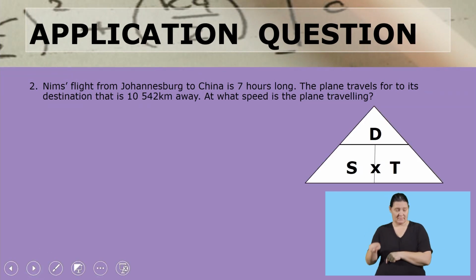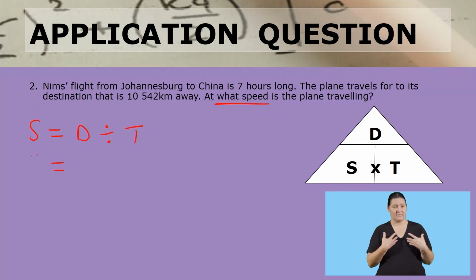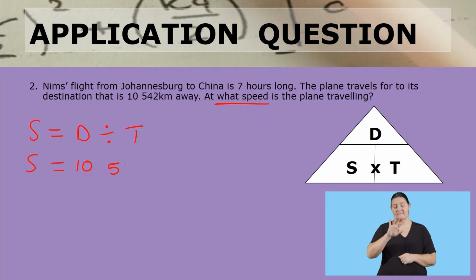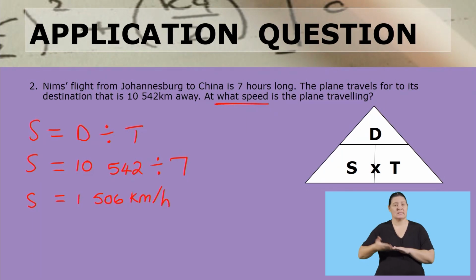So remember, we have our diagram that is going to help us with our formula, and the question asks at what speed. So we are calculating for speed. And when I look at my diagram, the formula is going to be distance divided by time. So we've been given the distance there, and that is 10,542 kilometers, and I am going to divide this by the time, which is 7 hours. When you punch that into your calculator, you should be getting an answer of 1,506 kilometers per hour, and that is the speed that this plane was traveling at.